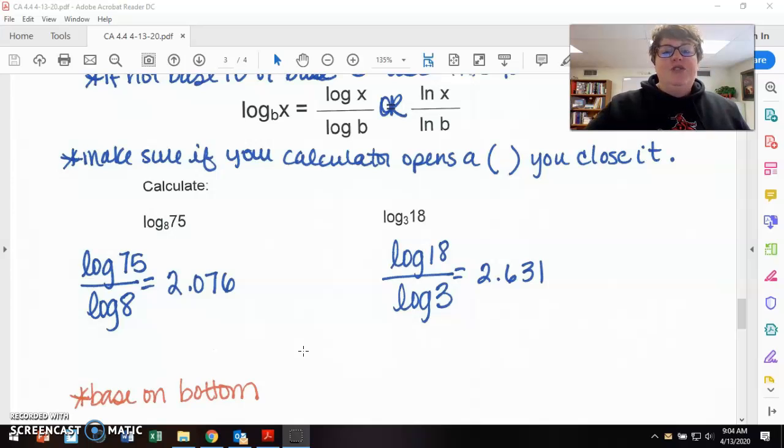So this is your change of base formula. It's for when you have non-base 10 and non-base e. If you have base 10 or base e, you're just using your calculator function.